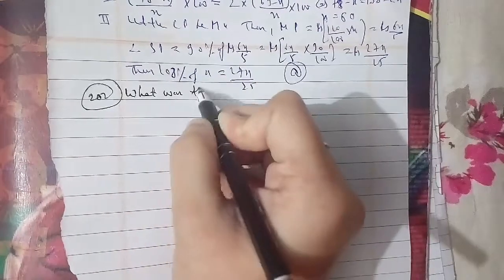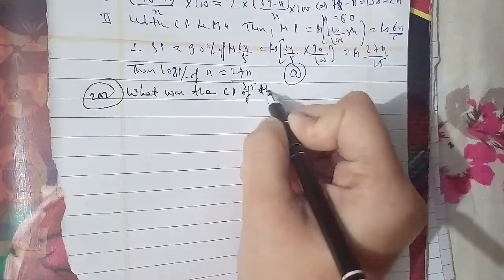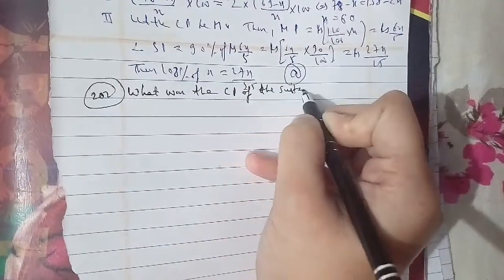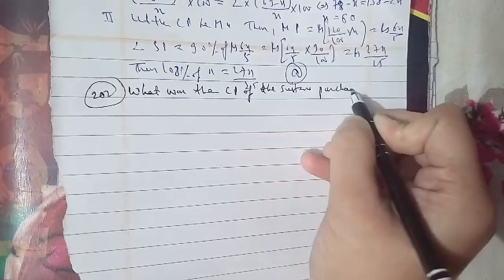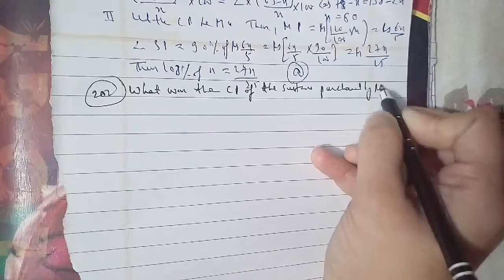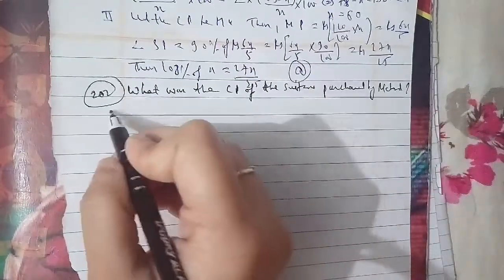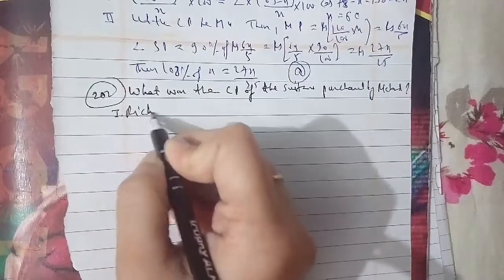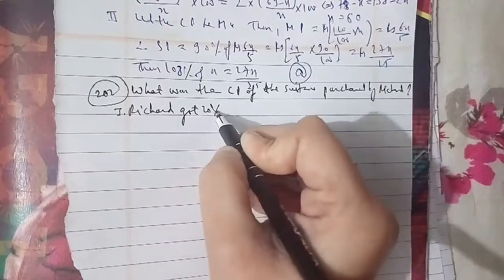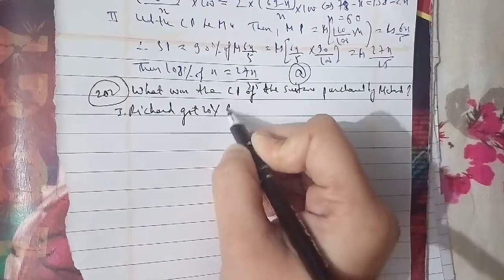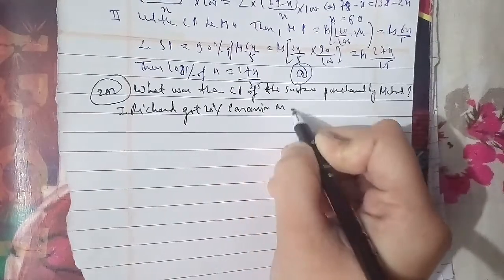What was the cost price of the suitcase purchased by Richard? So this has been the statement 1 here. Richard got 20% concession on the labeled price. This has been asked in the bank PO.